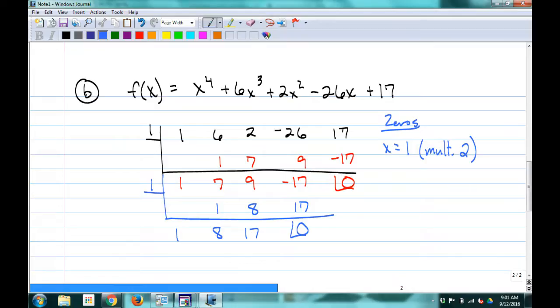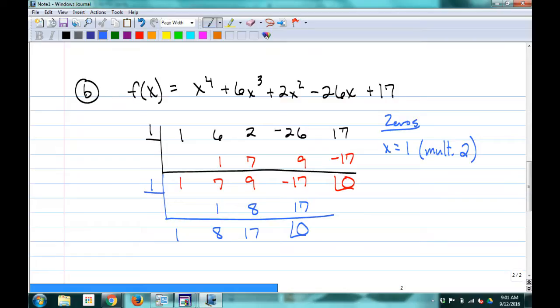Now I could take the chance and say, okay, maybe 1 works 4 times, and try to do synthetic division again. I'll go ahead and tell you it doesn't work if you do it again. If you have a 0 with a higher multiplicity than 1, and you run it through what's left over and it doesn't work, then it doesn't have that multiplicity. Here it worked twice. If I ran a 1 through this, it wouldn't work again. So the multiplicity of the 1 is only 2.